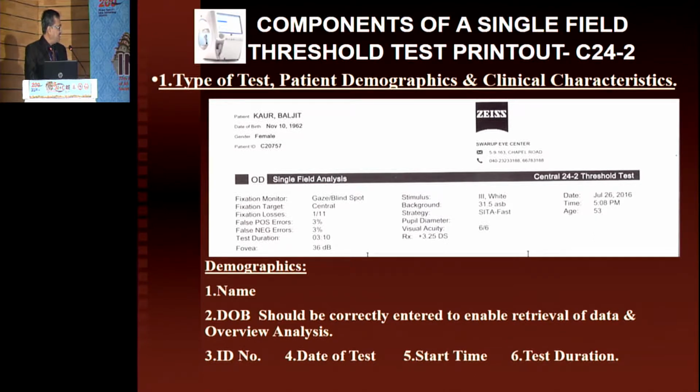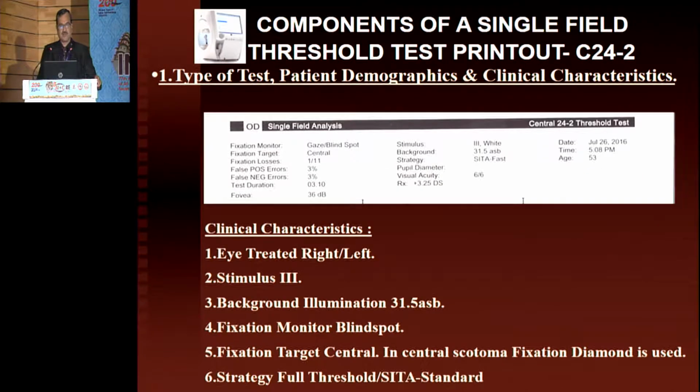The demographics, the patient's name and the date of birth should be correctly entered in order to retrieve. MC Mathur cannot be written as Manoj Mathur subsequently, for example. ID number, the date of the test, the start time, and the test duration, these all constitute the demographics. And the clinical characteristics: which eye is tested, whether it is the right eye or the left eye. The stimulus size 3 is kept as a gold standard. If you change the stimulus size, you lose the advantage of StatPack analysis. The background illumination is kept constant at 31.5 apostilbs. The fixation monitor is the blind spot, but in patients where you suspect there is a central scotoma, the fixation diamonds can be used, and currently the SITA standard is the standard strategy that we adopt for assessing the visual fields.